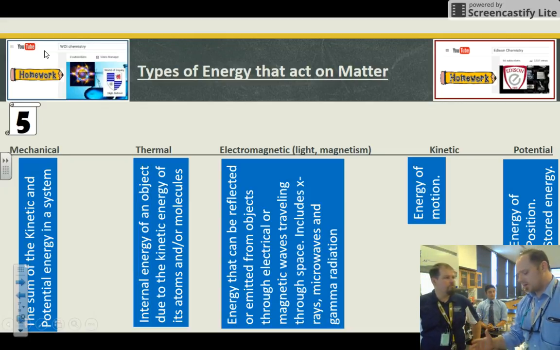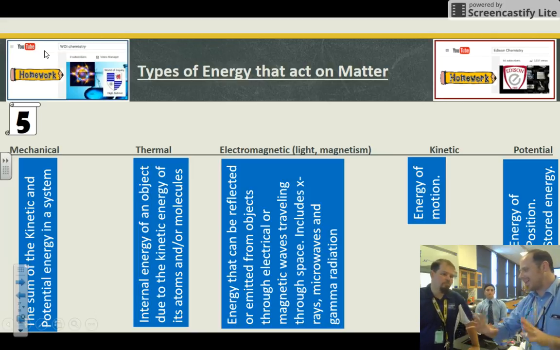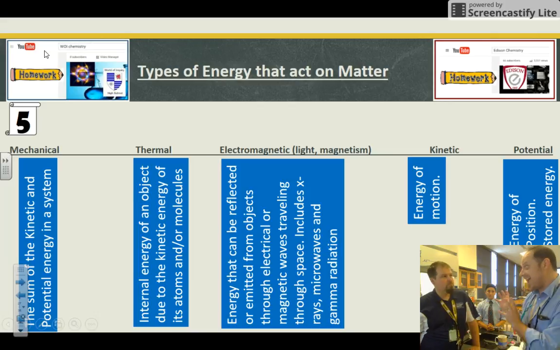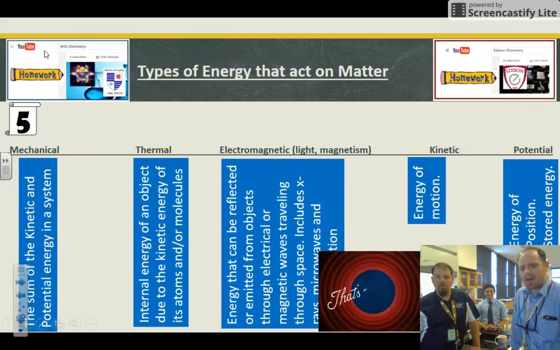And in particle diagrams, if it's a solid, it's got a lot of energy stored up in it. It's not moving around, so it has high potential energy. If it's a gas, it's all in kinetic motion, so it doesn't have much potential energy, but it's got a lot of kinetic energy. Kinetic and potential are inversely related. As one goes up, the other drops. Right, and then we're going to learn something called entropy.